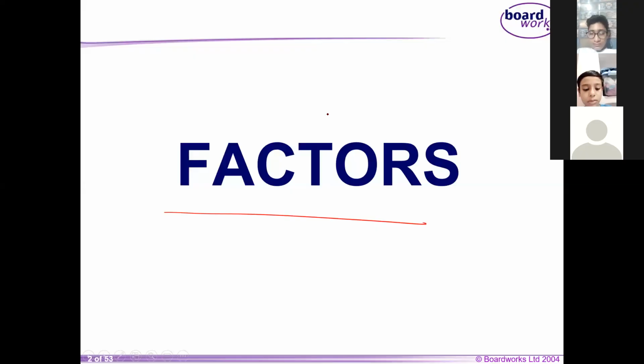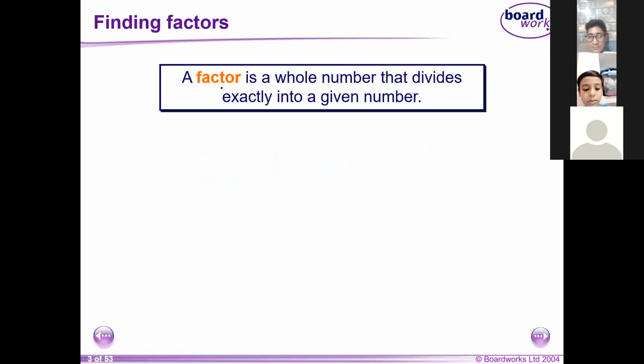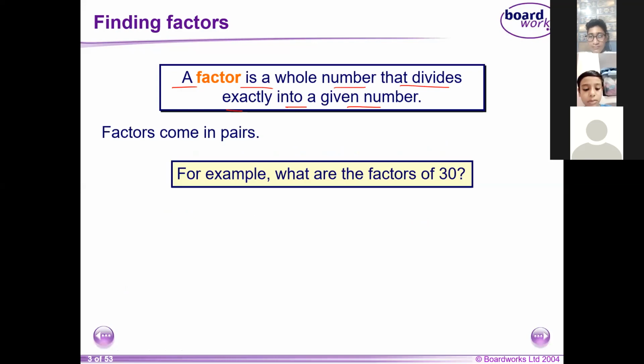This is chapter number 8, HCF and LCM. What is a factor? A factor is a whole number that divides exactly into a given number. Okay. Factors come in pairs. For example, what are the factors of 30? What are the factors of 30?